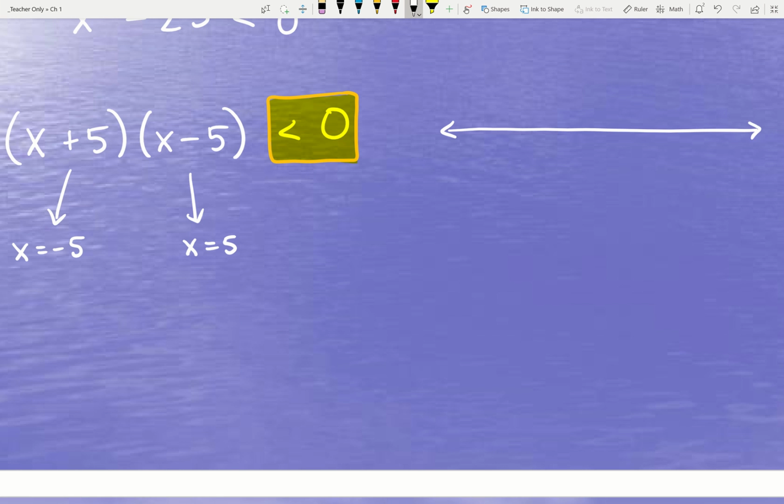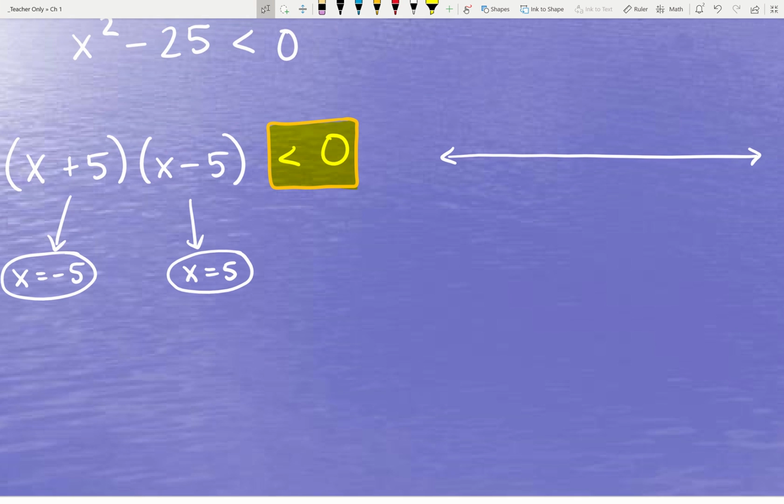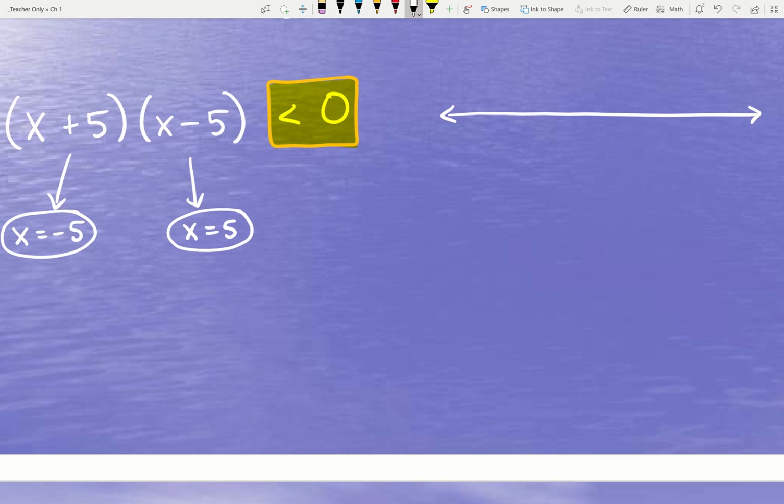What we're going to draw here is something that's called a sign diagram. And because these values of negative 5 and positive 5 make the polynomial equal 0, we're going to mark those on my number line. Okay, so negative 5 and positive 5. And I'm going to put some zeros above that just to help myself remember that if I plug these values into my polynomial, I get a 0 out. So we call those the zeros of your polynomial.